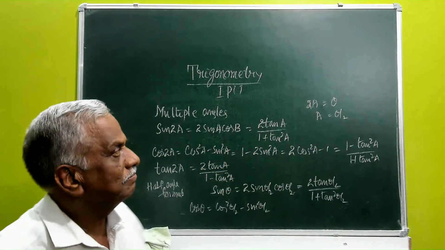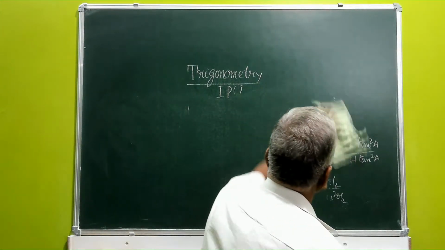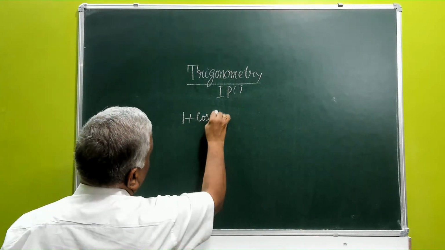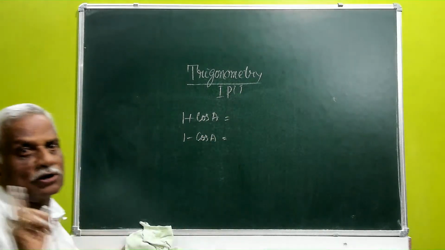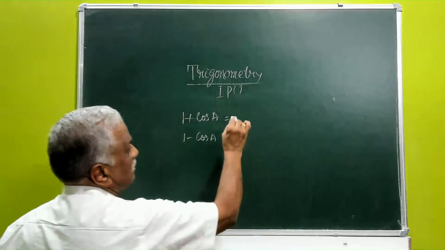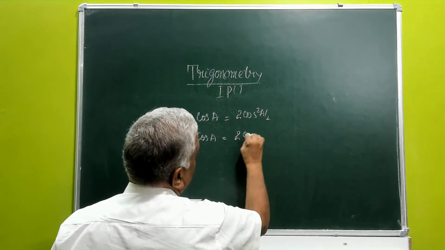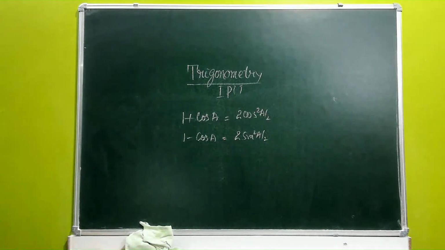But two other formulas which are very much required for working problems in CET or integration are 1 plus cos a and 1 minus cos a. How we derive this formula I am not going to discuss. I am just discussing the formulas that you require to work problems. 1 plus cos a is 2 cos square a by 2. 1 minus cos a is 2 sin square a by 2. In fact, I have collected a problem based on this half angle formula. We'll work that.